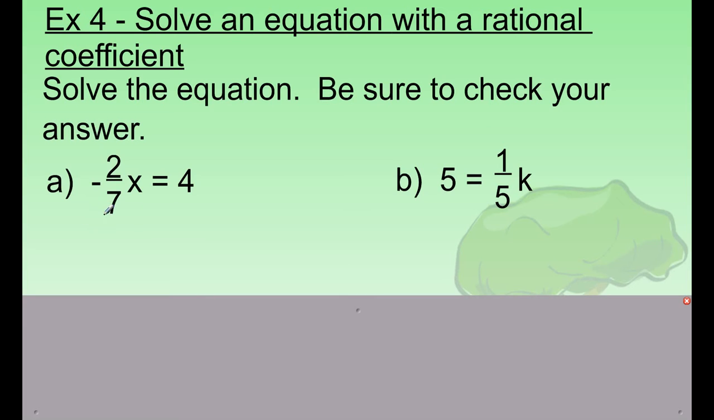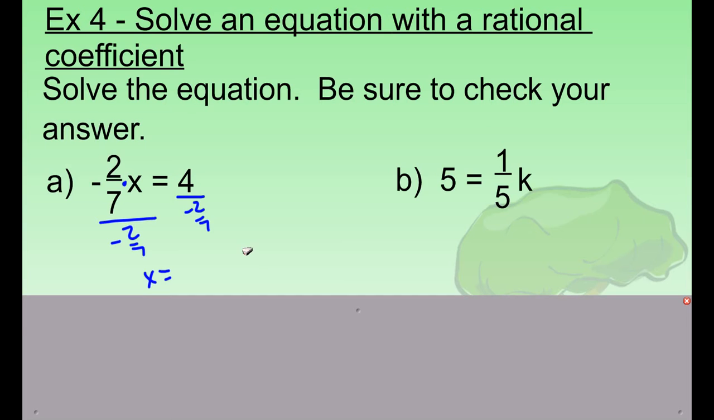So first off, there's two ways to think about this. One way is, you could say, well, this says negative 2/7 times x. So the way we got rid of these before is you do the opposite. If this is a multiply, you would divide by negative 2/7 on both sides, and you get your answer. And this would absolutely work out. If you have a calculator that can do fractions, it's simple. You just type in 4 divided by negative 2/7, and it would give you your answer. But without a calculator, this is a little cumbersome.